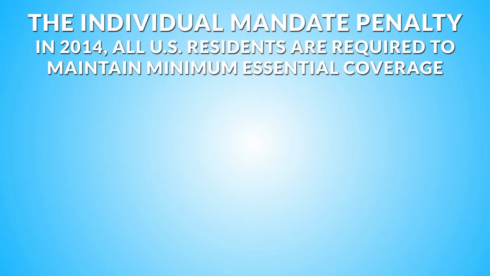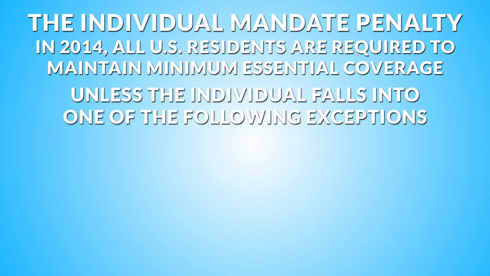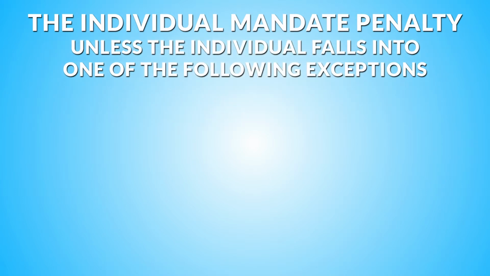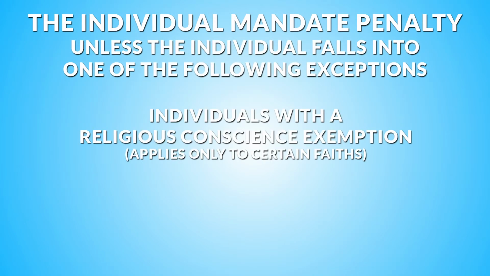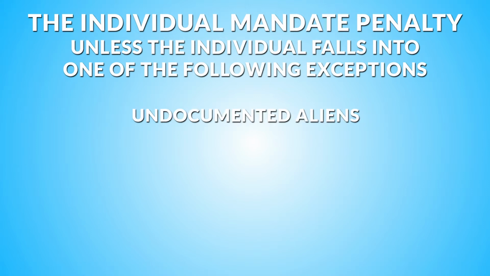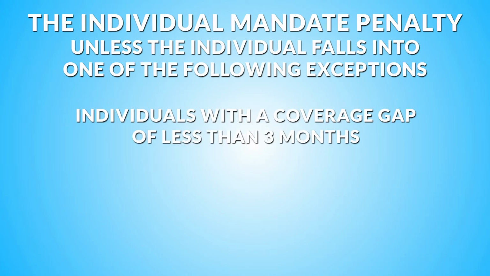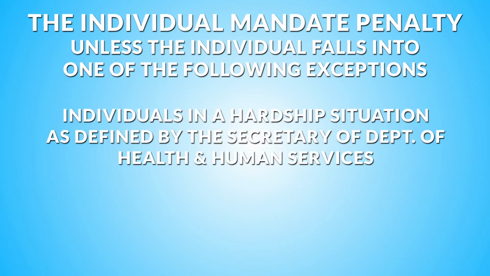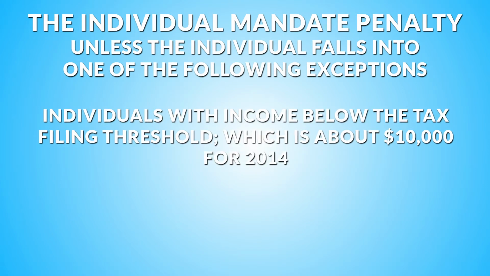What are the exceptions? Well, beginning January 1st of 2014, all U.S. residents are required to maintain minimum essential coverage unless the individual falls into one of the following exceptions. Individuals with religious or conscience exemption, incarcerated individuals, undocumented aliens, members of Indian tribes, individuals with a coverage gap of less than 3 months, individuals in a hardship situation as defined by the Secretary of the Department of Health and Human Services, individuals with income below the tax filing threshold, which was $9,500 in 2013 and should be around $10,000 for 2014.